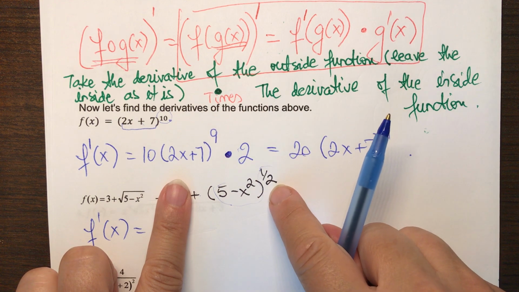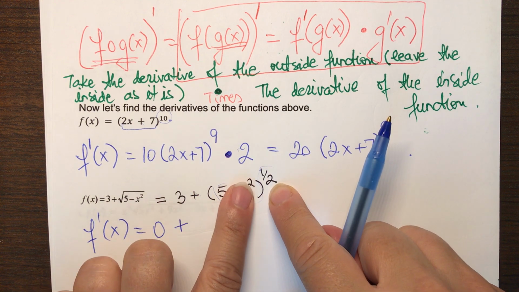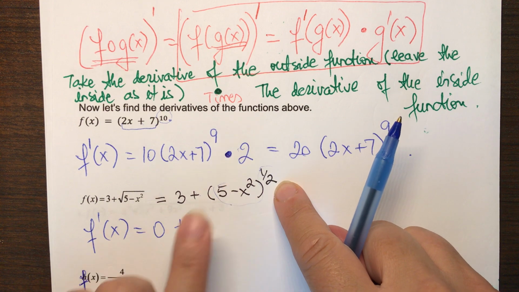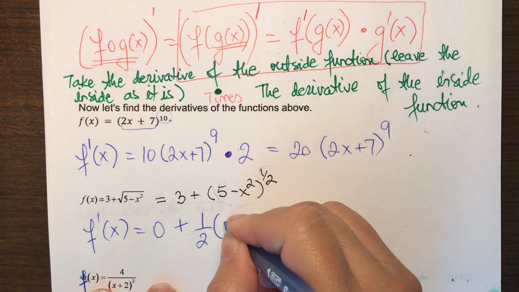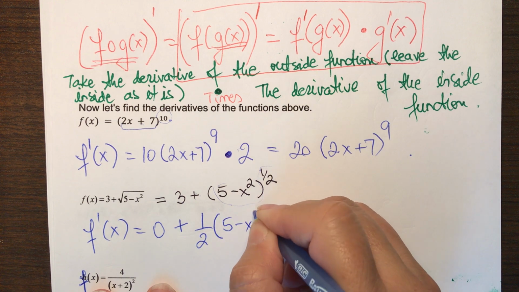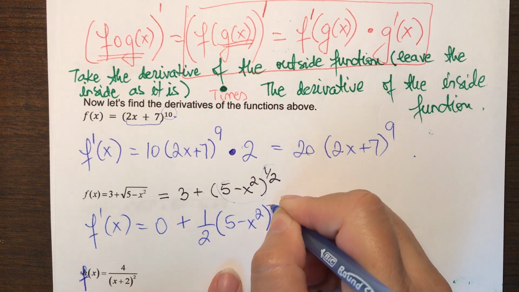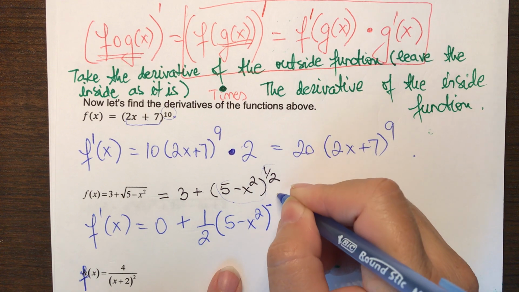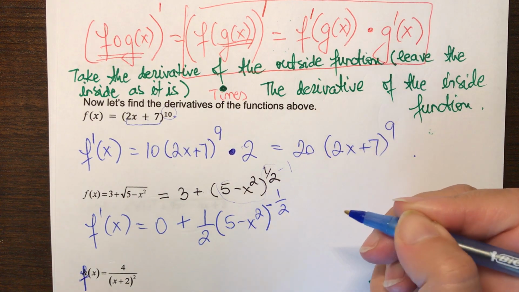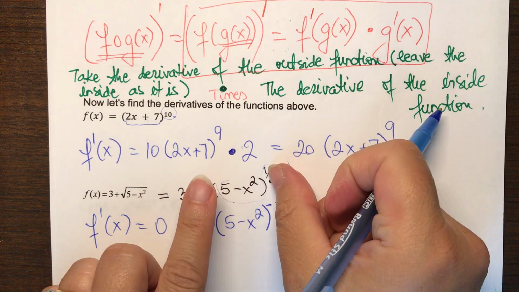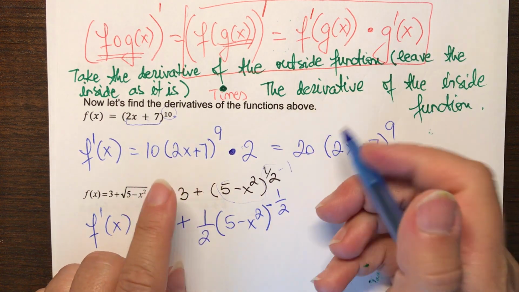I'm going to take care of the outside function first. So I'm going to take the derivative of a 1/2 exponent. And that would be 1/2 times, leave the inside alone, to the power of 1 less than 1/2. So 1/2 minus 1 is negative 1/2. We're not done. That's just taking care of the 1/2 exponent.